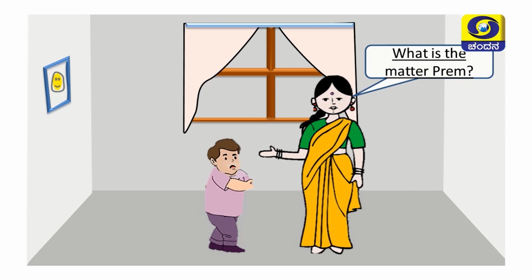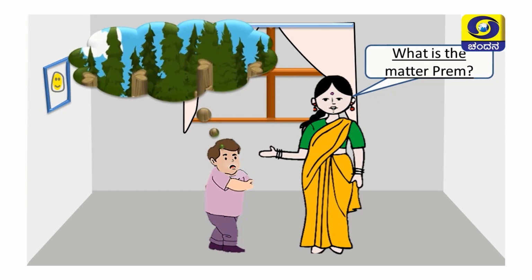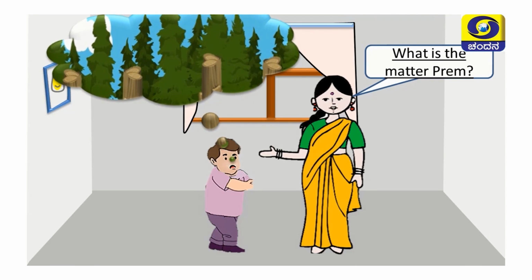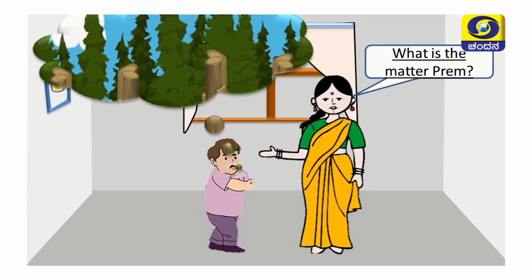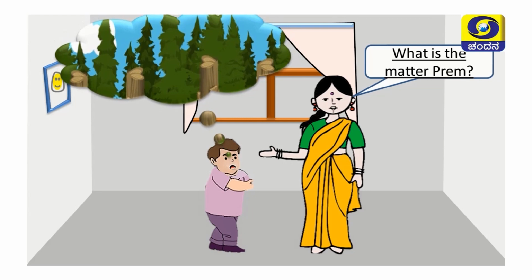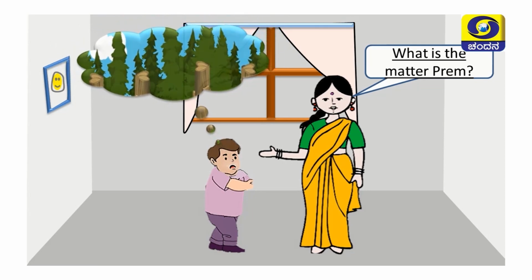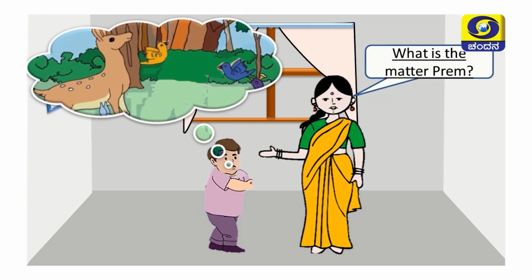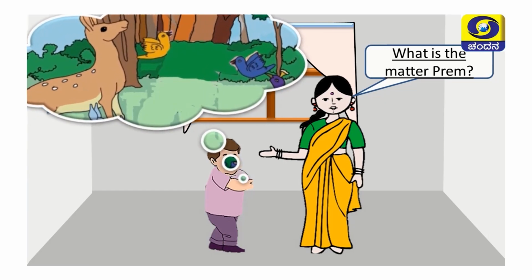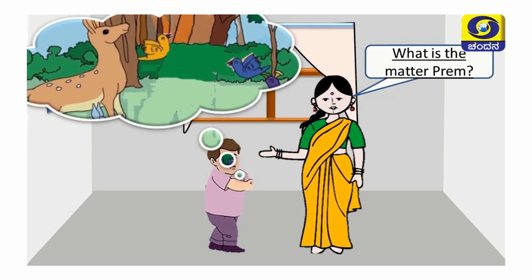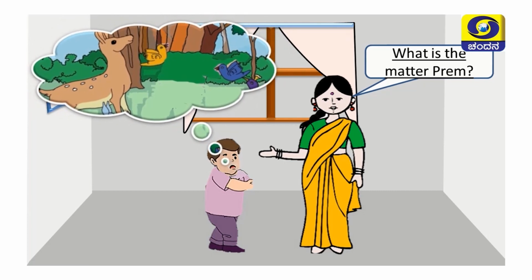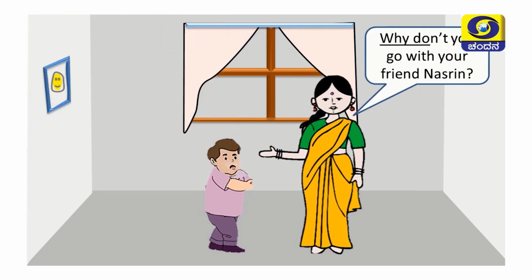His mother asked him, "What is the matter, Prem?" Prem said, "Ma, I've heard that all the trees in the forest would be cut down. Where will all the animals and birds go if the trees are cut down?" His mother knew that Prem loved the birds, animals, trees in the forest. So she said, "Why don't you go to the forest with your friend Nasreen and find out what has happened exactly?"